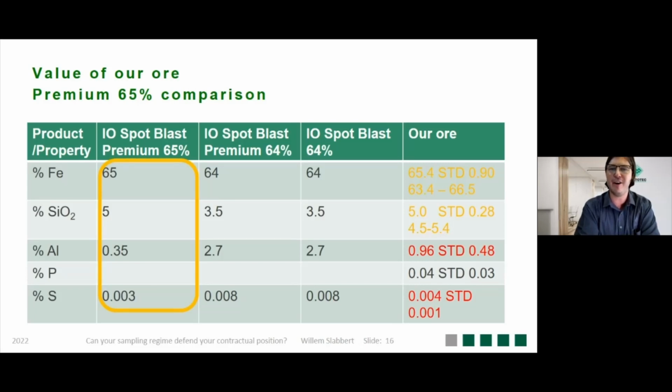A silica measure of 5%, again, we are borderline on an average of 5%, but our standard deviation puts us into a 4.5 to 5.4. And what penalties will we pay on that?